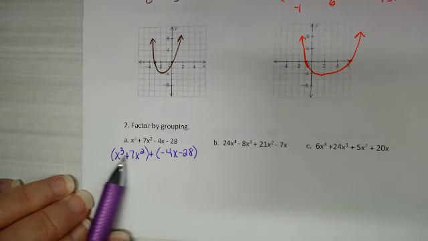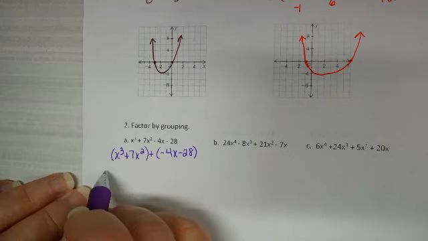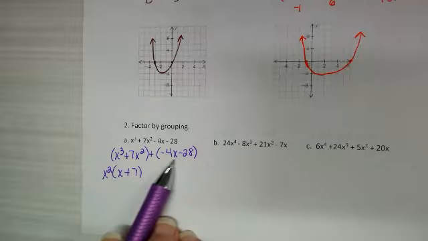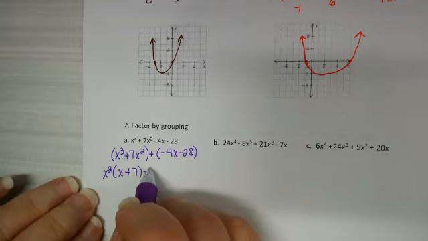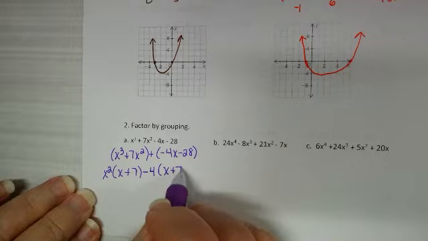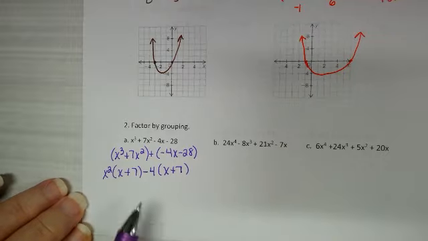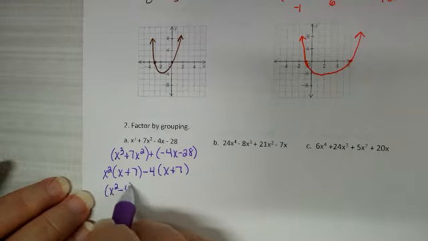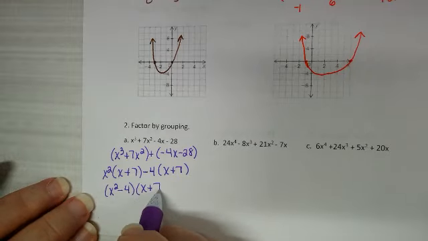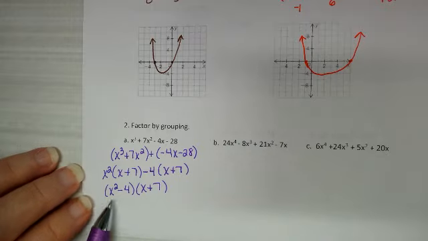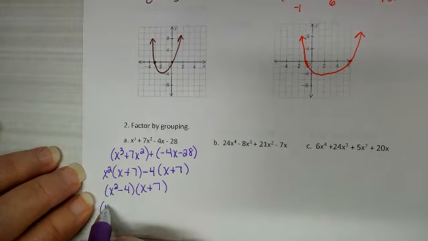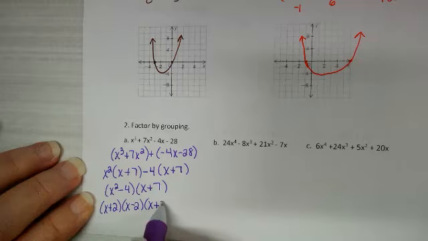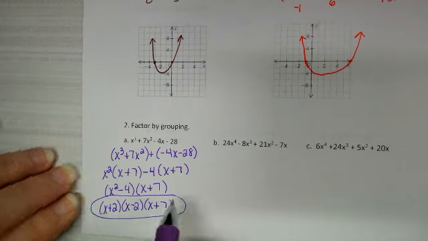Once we do our groups, we take out what they have in common. So these 2 have an x squared in common, leaving us x plus 7. These 2 have a negative 4 in common, leaving behind an x plus 7. So we take the ones that we factored out, x squared minus 4, and then we take the one that they had in common, x plus 7. And notice this can factor further. So it's x plus 2, x minus 2, that's our difference of squares, and then the x plus 7.